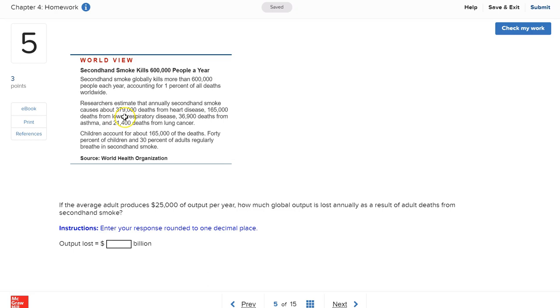And then you'll just total up the 379,000 deaths from heart disease, 165,000 deaths from lower respiratory, 36,900 deaths from asthma, 21,400 deaths from lung cancer, and then subtract the 165,000 deaths that are accrued to children, and then you'll multiply that value by 25,000. So watch out on that one.